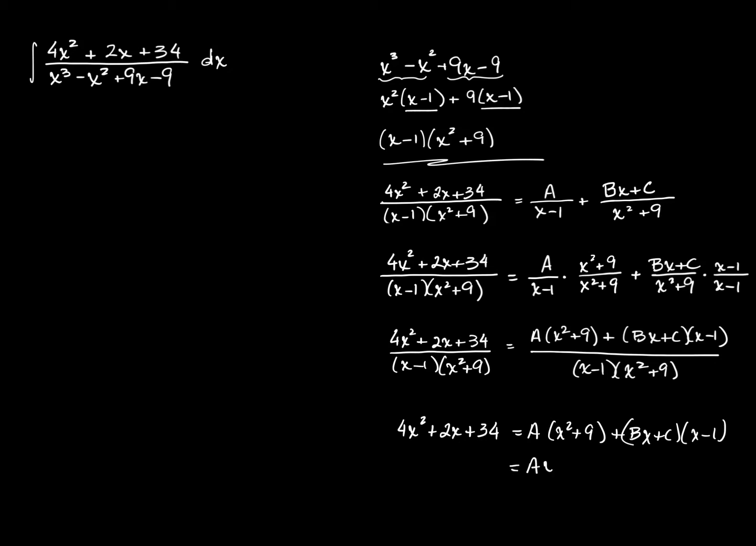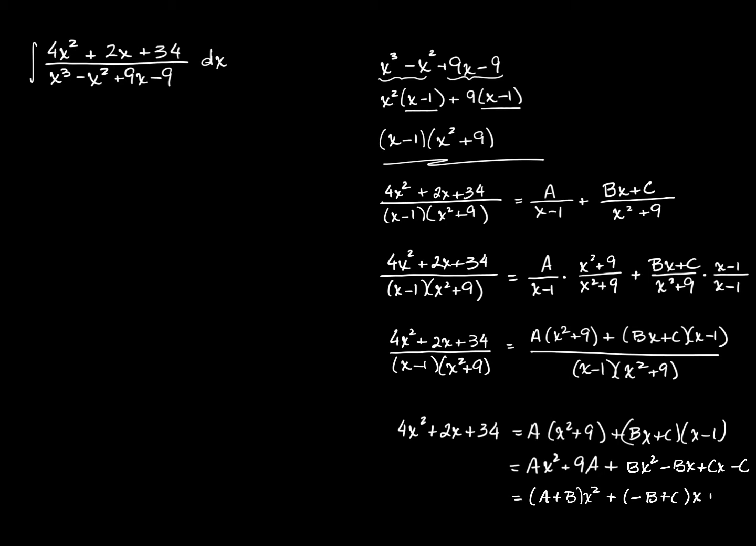That means ax squared, I'm distributing, plus 9a plus bx squared minus bx plus cx minus c. And then what I'm going to do is combine like terms. I have ax squared plus bx squared, and I'll factor the x squared out. So I have a plus b times x squared plus, and I have a negative b plus c. I'm just going to write that as negative b plus c. I like my terms in alphabetical order, factoring out the x.